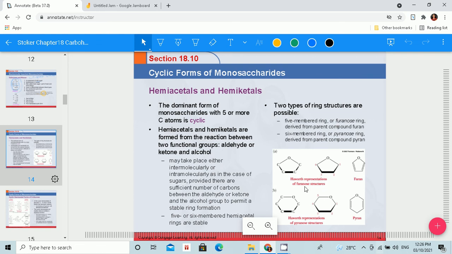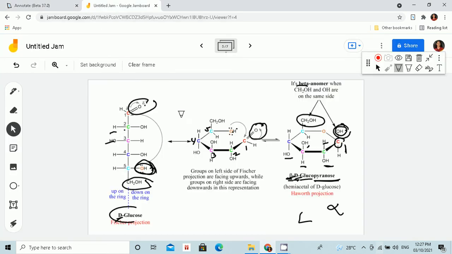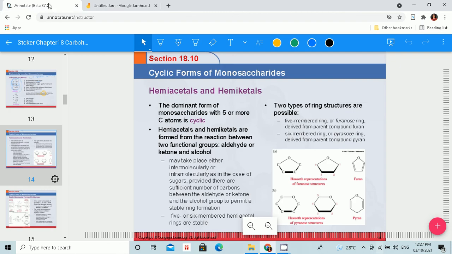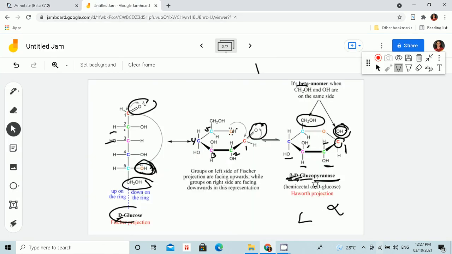As we can see here in our Haworth projection, we have five: one, two, three, four, five. A five-membered ring. It is furan. And hexose, six-membered ring, it is pyran. But when we use that in our glucose, we use pyranose. So pyran and furan are the parent compounds, and pyranose and furanose are just derivatives of pyran and furan. That's why we call this one beta-D-glucopyranose. This is a hemiacetal of D-glucose.